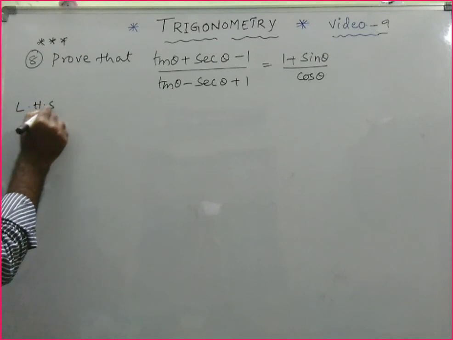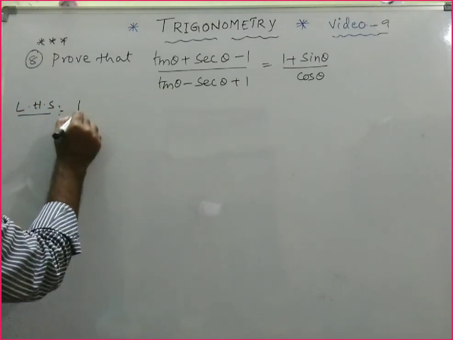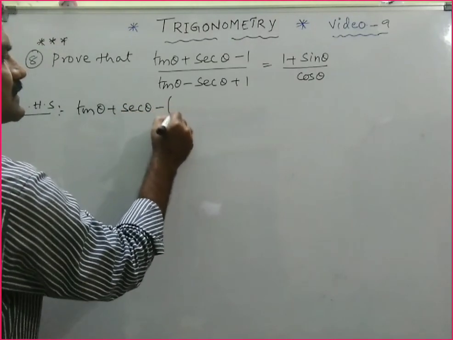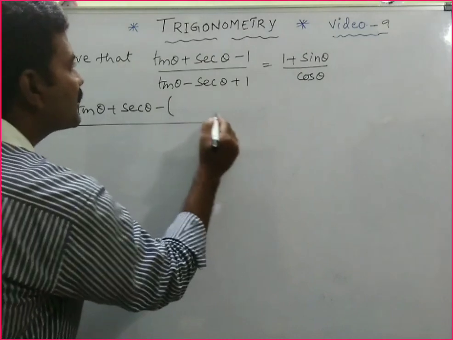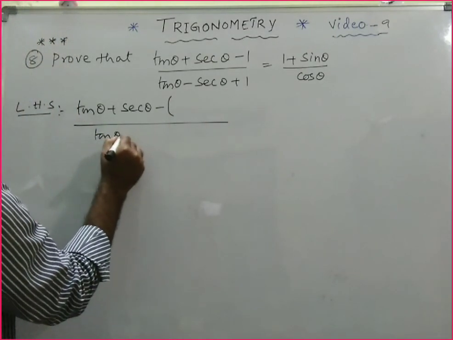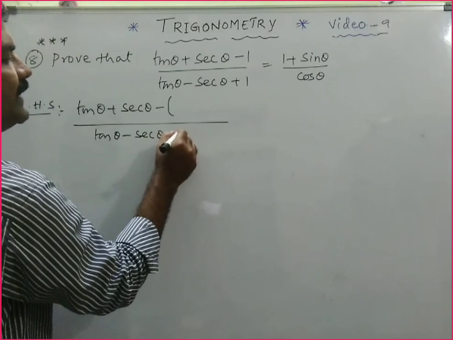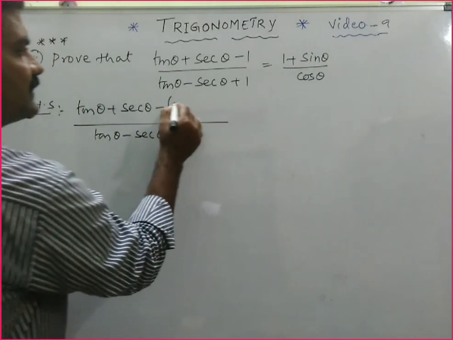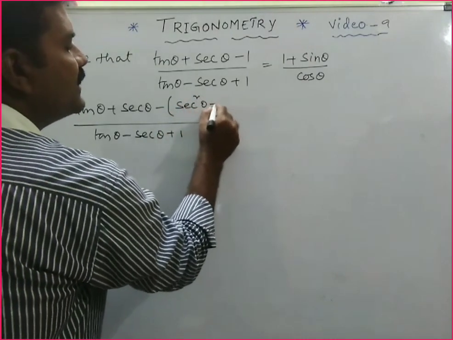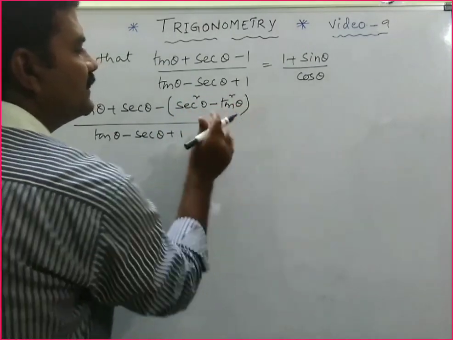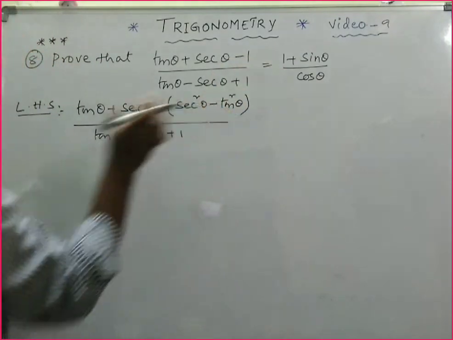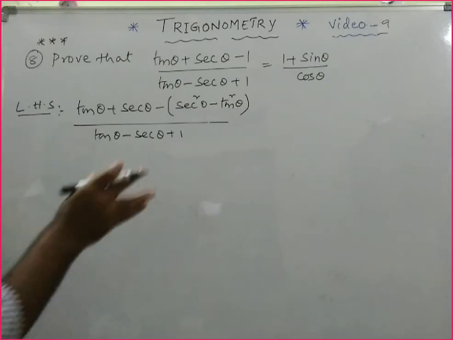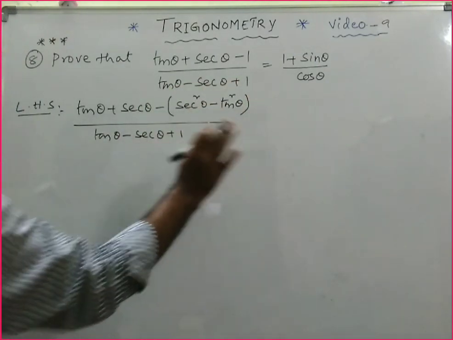So first of all, consider the left hand side, that is tan theta plus secant theta minus 1. In the place of 1, I want to replace an identity. Can you identify what is the identity in tan and secant? In tan and secant, clearly secant square theta minus tan square theta. In the place of 1, I am replacing identity, that is secant square theta minus tan square theta. That too only in the numerator. Denominator I don't want to disturb.